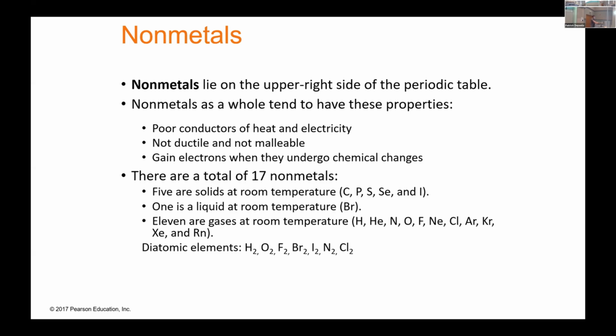And one at room temperature is a liquid, which is bromine. I was about to say bromium. Bromine. Bromium is not a thing. So there are 11 that are gases. Most of them are gases.